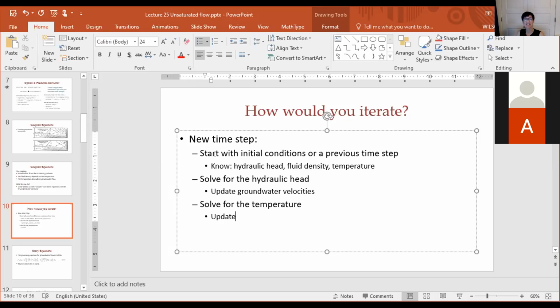Let's look at these three things. These are the things we knew at the end of the previous time step. We've just updated the hydraulic head. Then we're going to update the temperature. What else do we need to update?